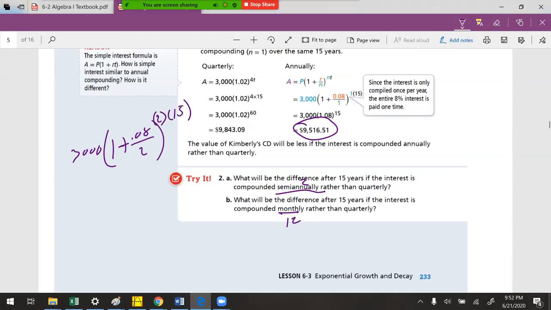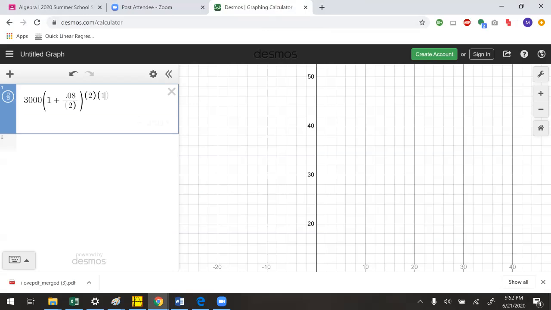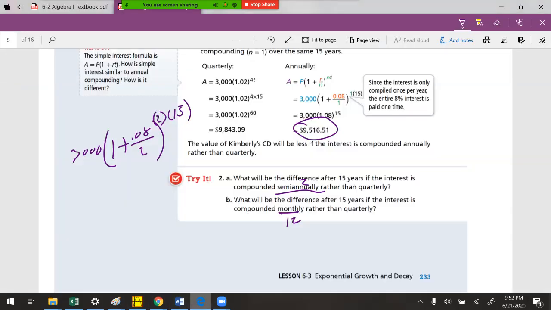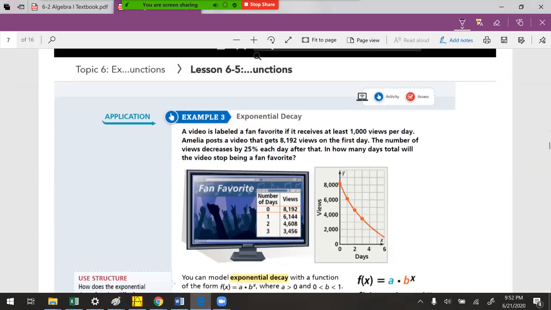And the really cool thing about this is we can use good old Desmos to type it. The way you see it is the way you type it in. Okay, so here we go, 3,000, okay, 1 plus 0.08 divided by 2, okay, all of that raised to the 2 times 15, voila, 9730.19, okay, it's not difficult, not difficult at all.